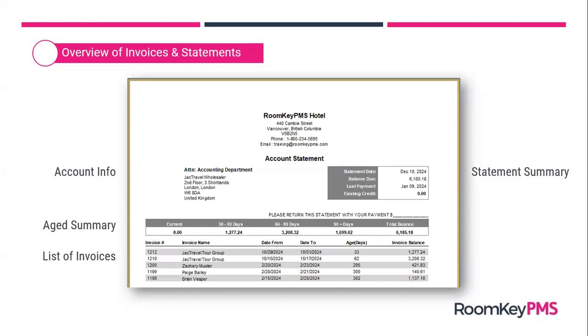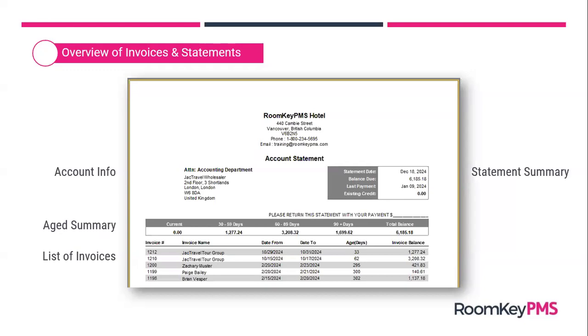Below that aged summary is a list of outstanding invoices that make up that summary there. So you'll see individual invoices listed as line items below, including their invoice number, the name of the invoice, the dates of stay or the dates that that invoice was incurred at the property, the length that that invoice has been owed, or the age of that invoice, and then of course the invoice balance. So this is just a statement or summary of what is owed to the hotel for the account itself.